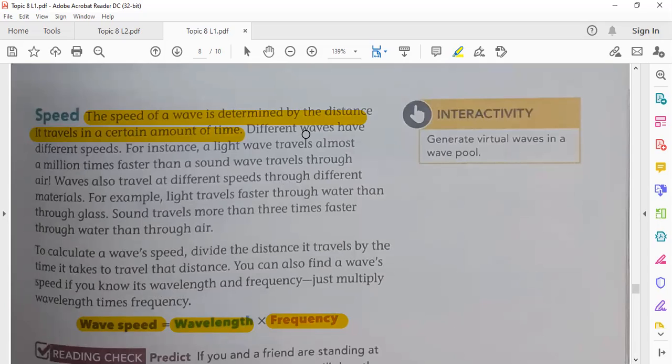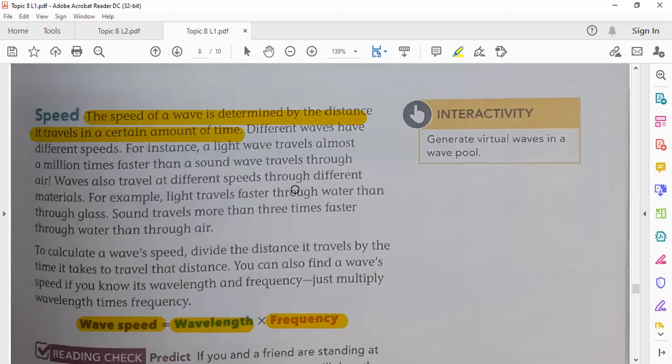Different waves have different speeds. For instance, a light wave travels almost 1,000,000 times faster than a sound wave. A light wave is much faster than the sound wave in air. Look, a light wave travels almost 1,000,000 times faster than a sound wave travels through air.